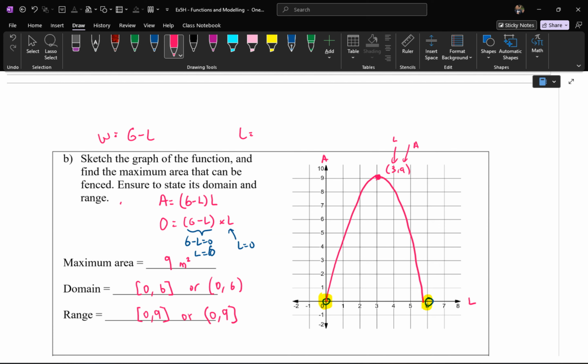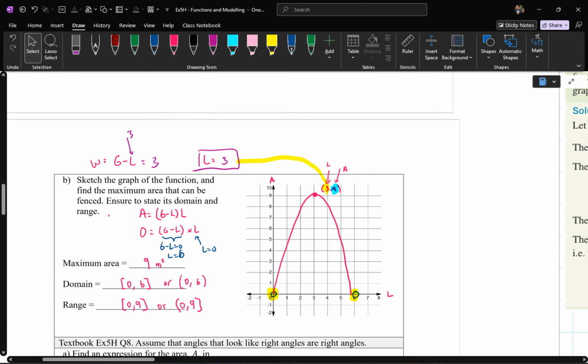See, max area is 9, right? So what's the length at that point? Yeah, it says there. That's all it's asking. So when they ask you in an application, if the length is 3, just looking at the graph, then that means the width must also be 3, 6 minus 3. That's a typical SAC question there.